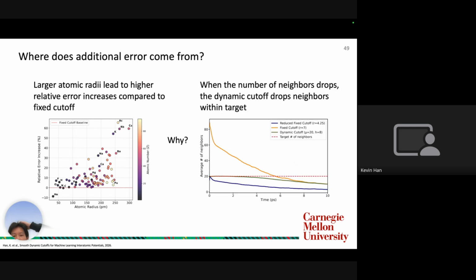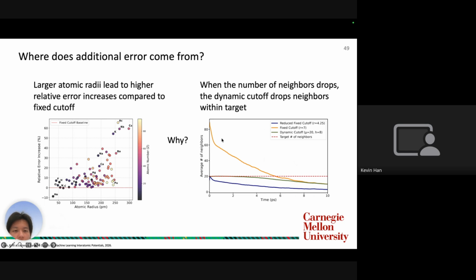And we ask, perhaps why is this the case? What we believe is coming from the fact that when the total number of neighbors drops, the dynamic cutoff actually drops neighbors even if there's a gap between the total number of neighbors and the target number of neighbors. So here we run the simulation. This is a melting simulation of, I think, copper. I'll talk more about this plot in a few slides from here.